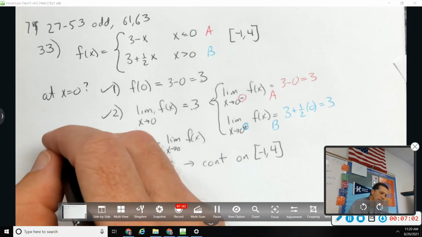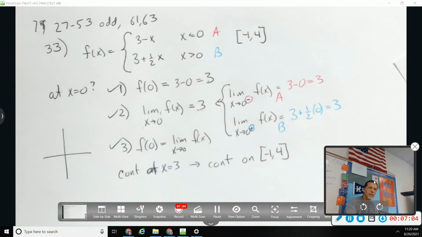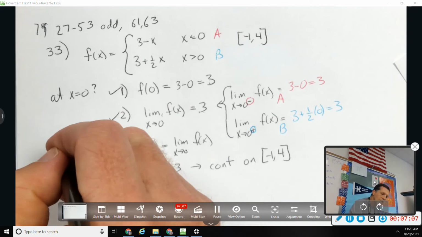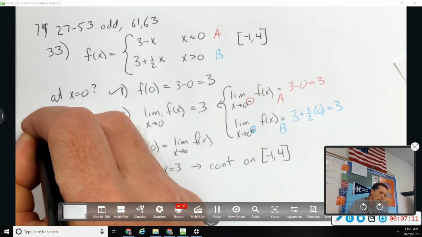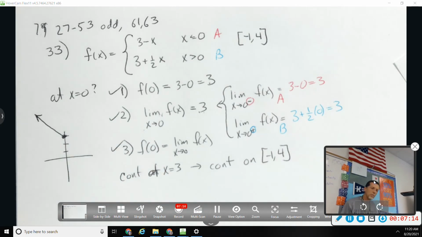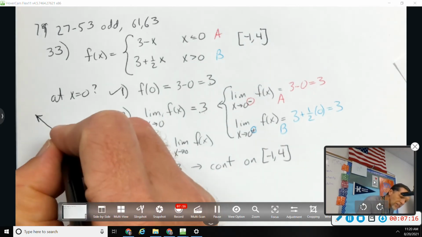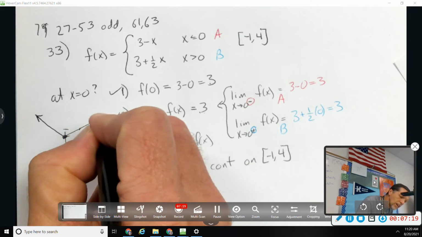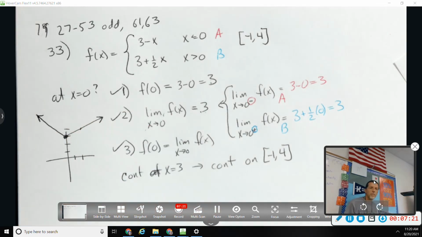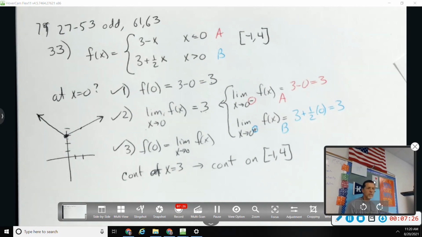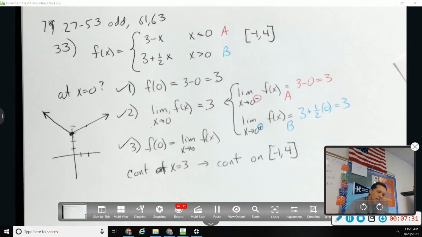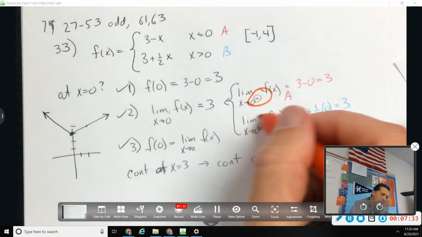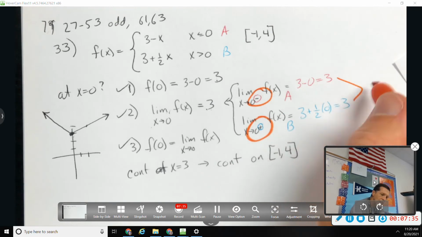If I graphed it, let's see if I can graph this quickly here. 3 minus x, when x is less than 0, would be like that. 3 plus half x, when x is greater than 0, would look like that. And so yes, it is continuous. They meet up at 0. But the heart of that problem was this left and right business. You've got to check the left and the right and see if they are equal.